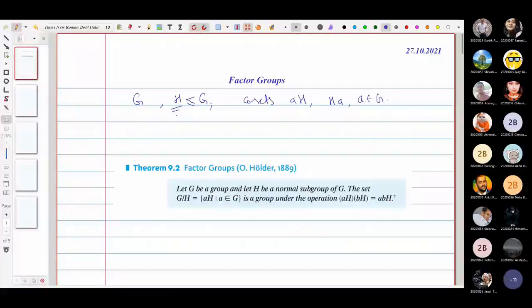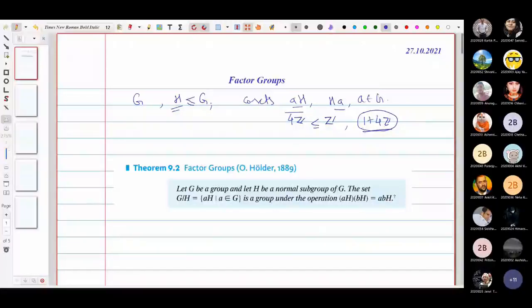For example, suppose you are talking about something like 4Z or 5Z. Of course, this is a group; in fact, this is a subgroup of Z. But when we are talking about 1 plus 4Z, since there is no identity element here, there is no possibility of this becoming a group under addition. So cosets need not be a group, but there are some conditions when it becomes a group.